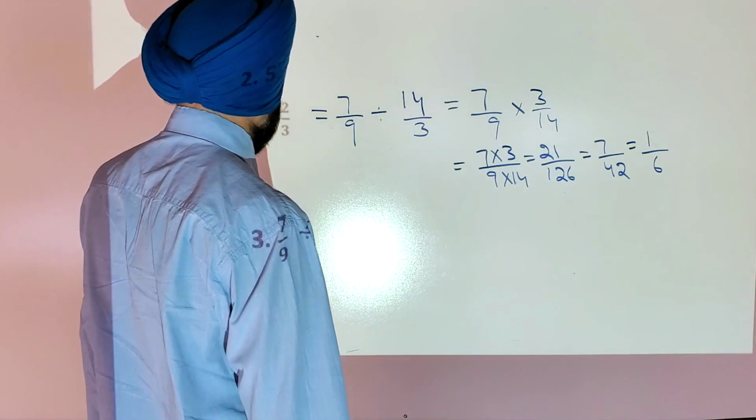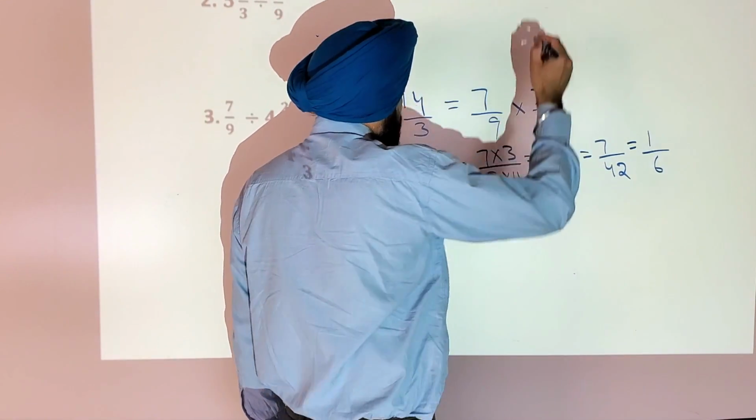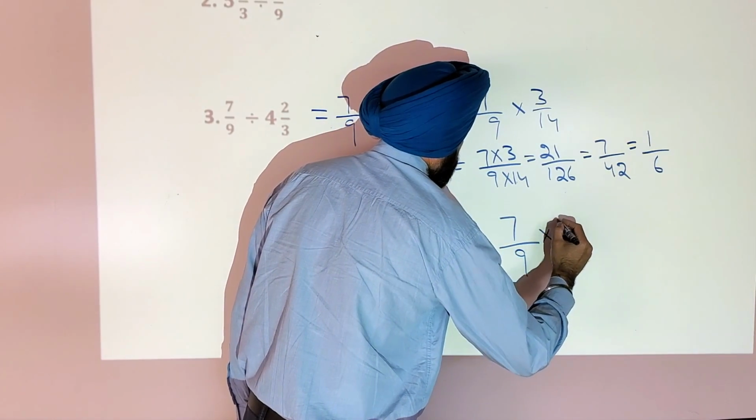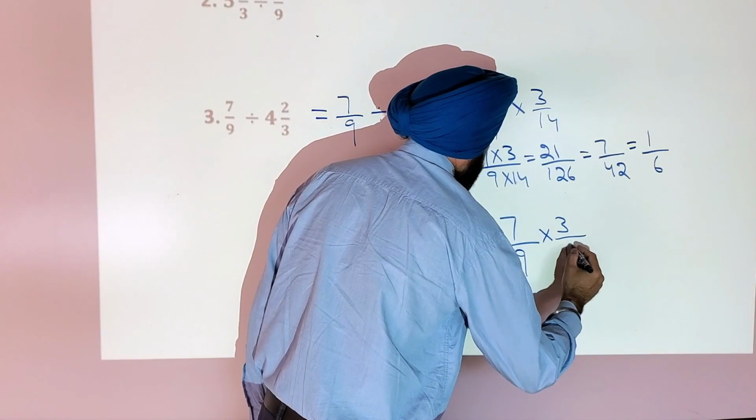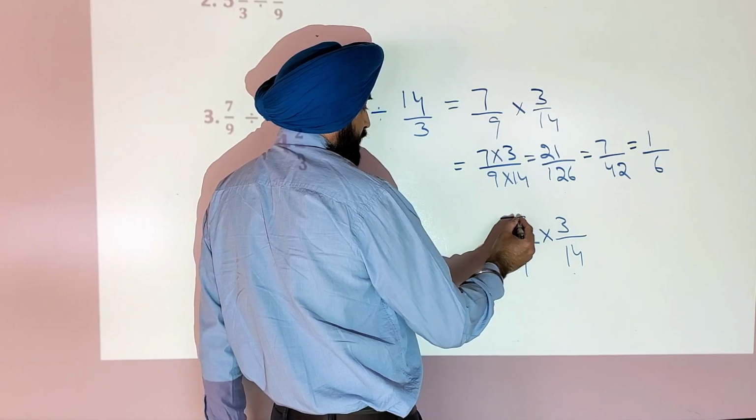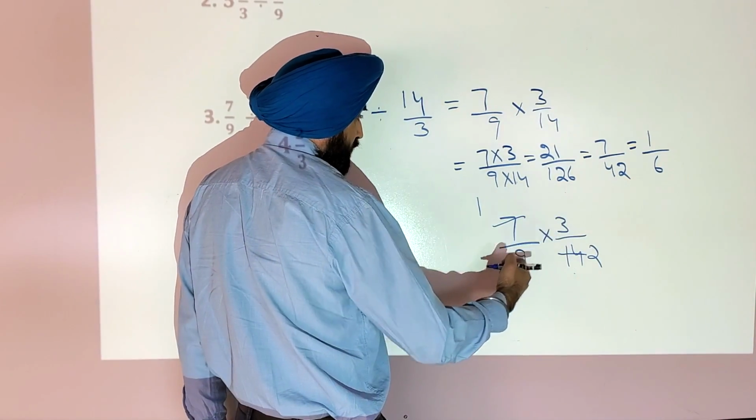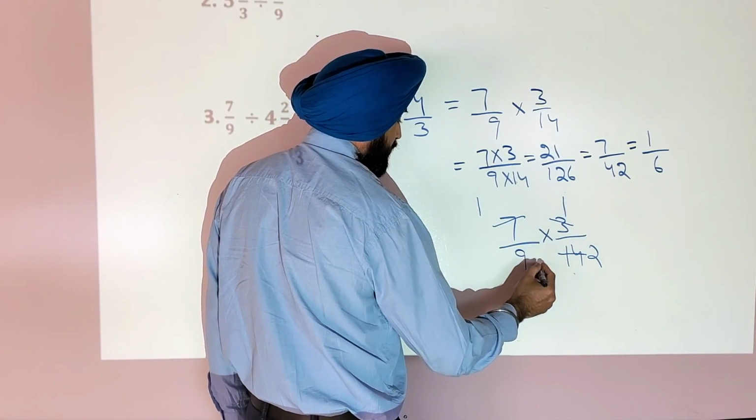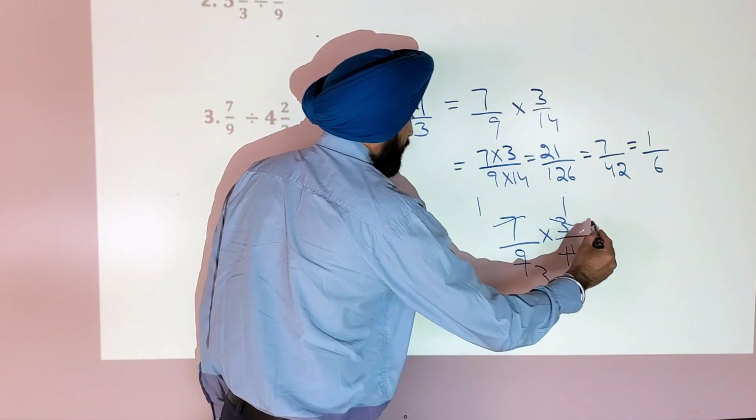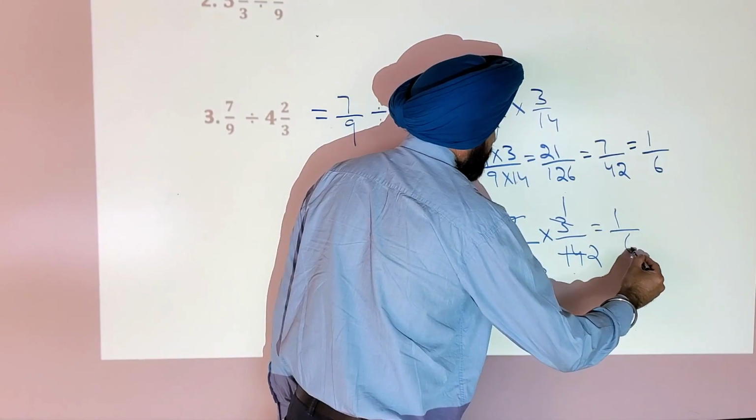One more thing you can do: instead of doing these long calculations, this 7 over 9 times 3 over 14, you can reduce crosswise. So 7 times 1 is 7, 7 times 2 is 14, and these both can be reduced. 3 times 1 is 3, 3 times 3 is 9. Now what is left at the top? 1 times 1, 1, and at the bottom 3 times 2, 6. 1 over 6.